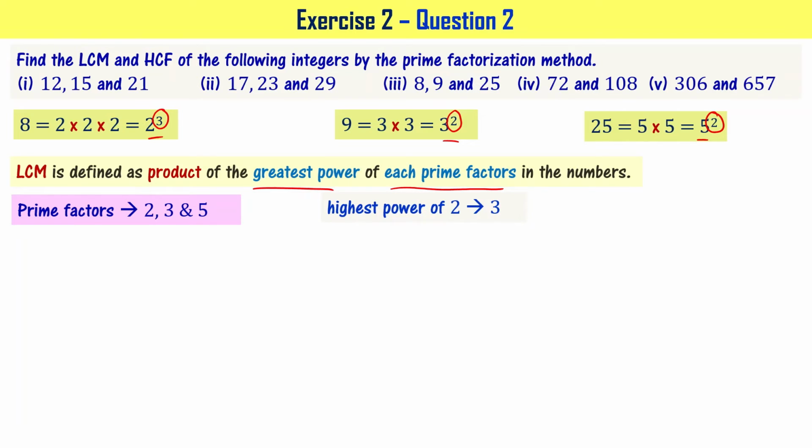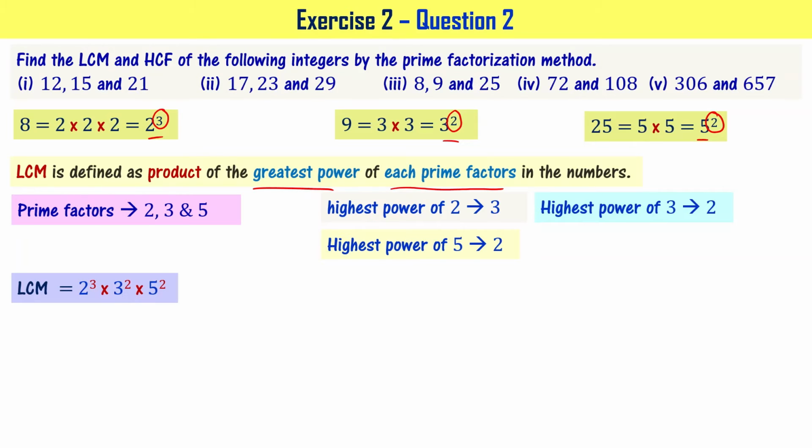Highest power of 2 is number 3. Highest power of 3 is number 2 and highest power of 5 is 2. So LCM now can be written as 2 cube times 3 square times 5 square. Got it? That can be now written as 2 cube equal to 8, 3 square equal to 9 and 5 square equal to 25. When you multiply all these numbers, 8 times 9 times 25, you get answer as 1800. It means the LCM of given set of numbers is 1800.